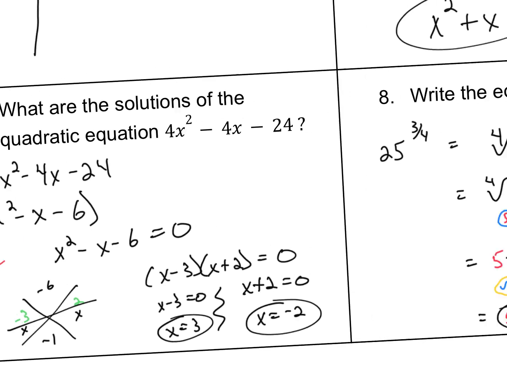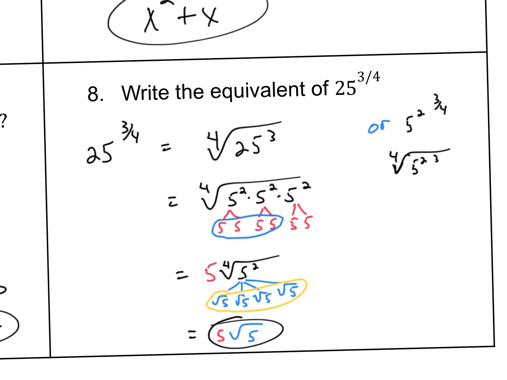All right, number 8. Write the equivalent of 25 to the 3/4. Okay, so this one is a bit challenging. We have a fractional exponent of 3/4, so y'all know that's the 4th root of 25 to the 3rd.